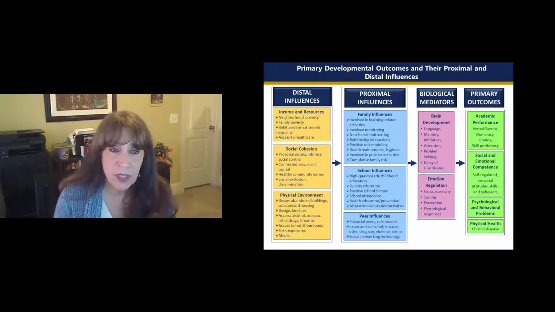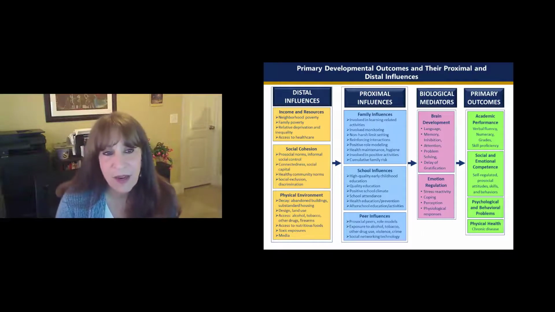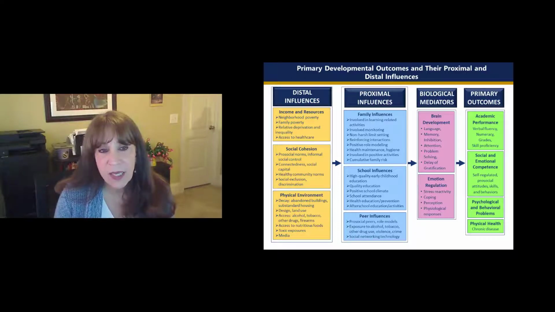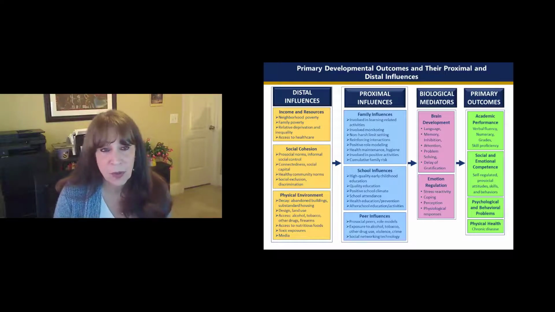So we have distal influences, which are in our prevailing environment. They might not necessarily be in our home, but they're around us. So, do they live in an impoverished neighborhood, or is there access to health care? That's the income and resources one. In social cohesion, we're talking about pro-social norms, connectedness, and discrimination. Is there discrimination in the community? And then with the physical environment, is there decay? A lot of this has to do with the design of the environment around them. Are there toxic metal exposures? What about media? What kind of media are they being exposed to and saturated with? So those are the distal influences.